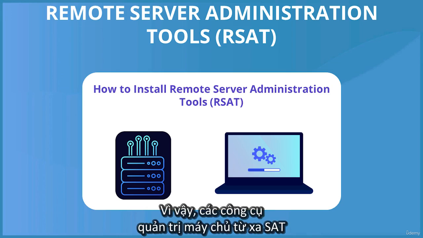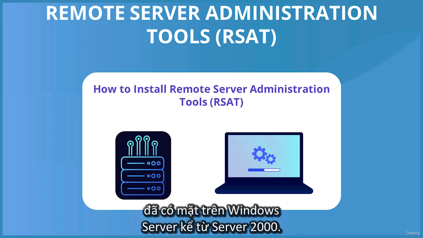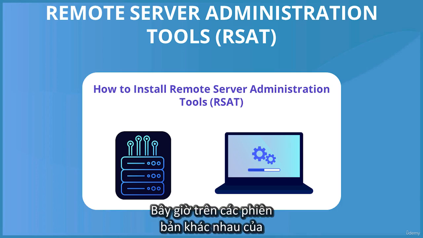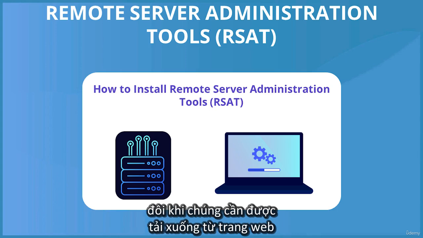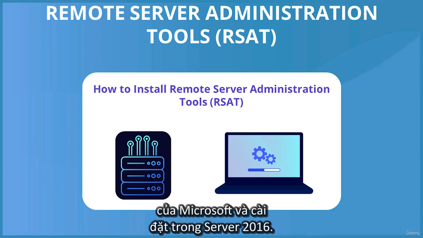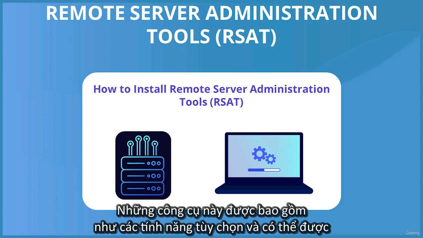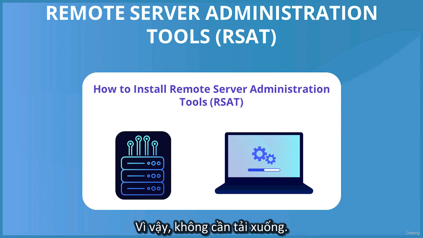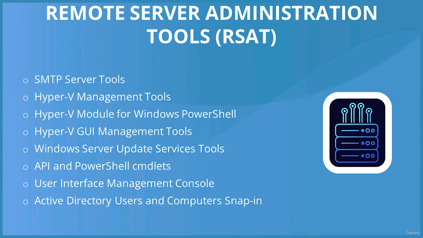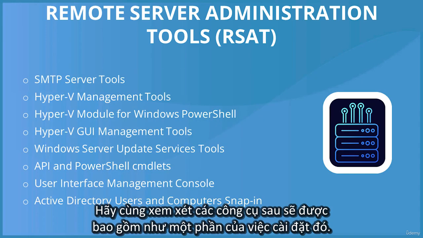The Remote Server Administration Tools, RSAT, have been with Windows Server since Server 2000. Now, in various versions of Windows, the tools are sometimes included, and sometimes they need to be downloaded from the Microsoft website and installed. But in Server 2016, these tools are included as optional features, and those can be installed using the Add Roles and Features wizard in Server Manager, so no downloads required. Let's have a look at the following tools, which are going to be included as part of that installation.